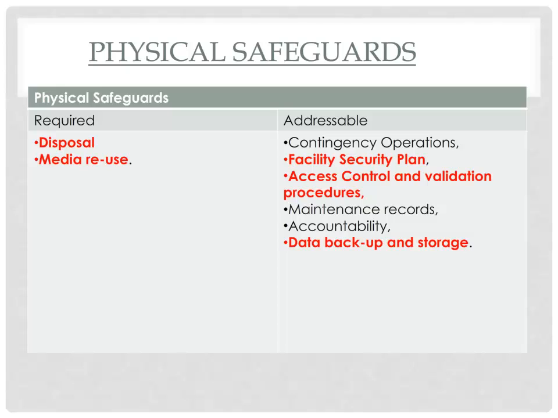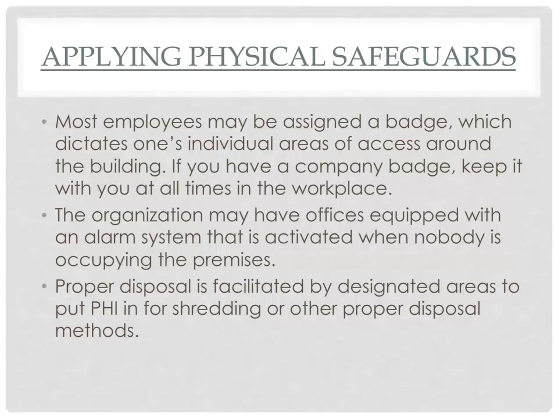Here is a list of HIPAA physical safeguards, which limit physical access to a company's facilities where PHI is to be found, while ensuring that authorized access is still allowed. Examples of physical safeguards that may exist around the organization are listed here. For example, most employees would be assigned a badge that controls his or her areas of access around the building. Also, the organization may have an alarm that is activated when nobody is occupying the premises. Proper disposal may be facilitated by designated areas in which to put PHI for shredding or other proper disposal methods.